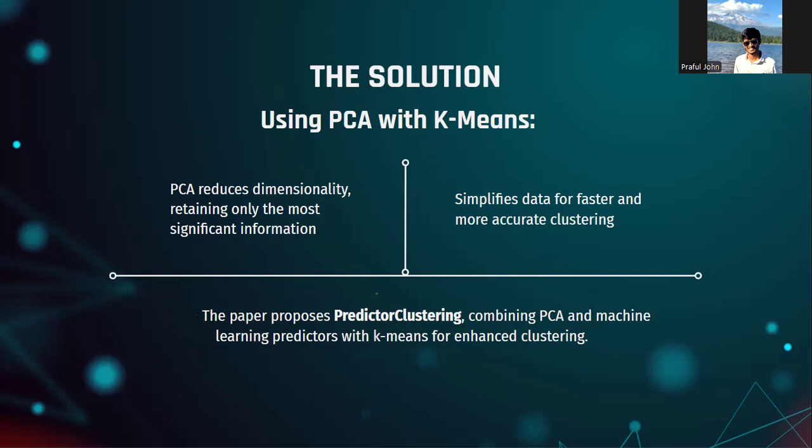So we'll be combining PCA with k-means, and also using machine learning predictors to overcome these challenges. PCA reduces dimensionality and retains almost the most significant features, and the machine learning predictors generate initial cluster assignments, and k-means refines the clusters iteratively, improving the accuracy and efficiency at the end.